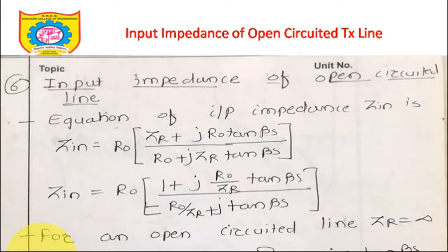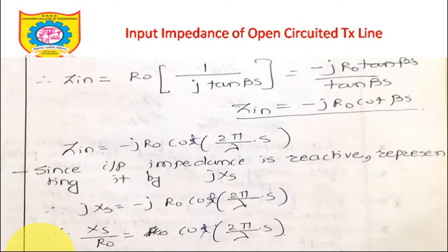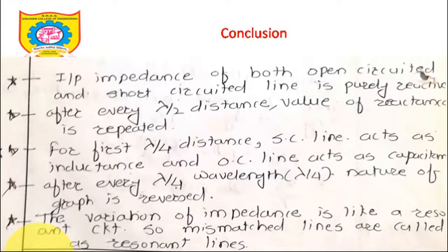Since it is continuously inductive or capacitive in nature, we call these lines resonant lines. So the input impedance of both the open circuited and short circuited line is purely reactive, that we came to know. After every lambda by 2 distance the value of the reactance is repeated, that's also understood. In the first lambda by 4 distance, the short circuit line acts as an inductance and the open circuit line acts as a capacitance, or it is capacitive.